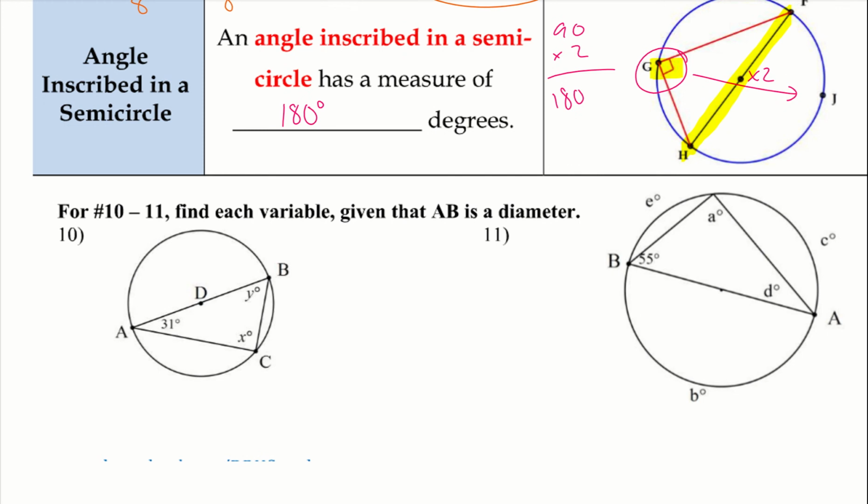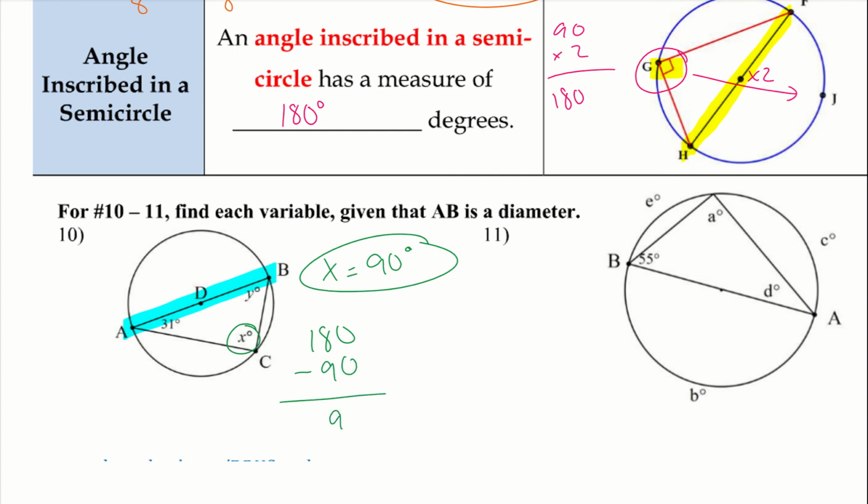So we want to find each variable. The first thing is I see my diameter, and in my diameter, I know that my arc is 180, which means my inscribed angle all the way over here, x equals 90 degrees. All right, and then of course to find y, remember all the angles in a triangle add up to 180 degrees. So 180 minus 90, which is my x, is 90. And then minus my 31 will give me 59, which will be my y.